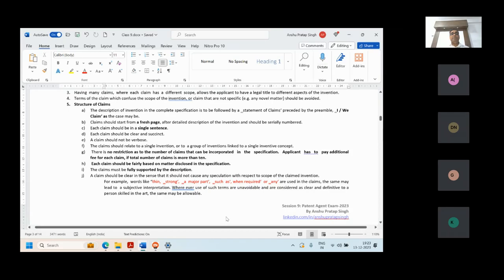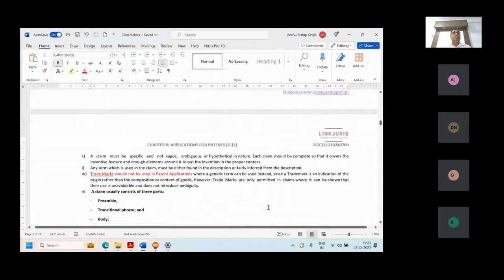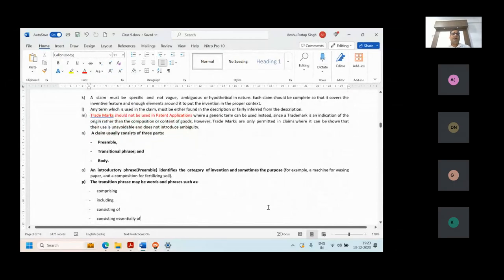Now, whenever use of a term is unavoidable, it should be considered clear and definitive to a person skilled in the art. You should not use trademarks in it. Again, the claim should be specific, not vague, ambiguous, or hypothetical in nature. Any term which is used in a claim must be found in the description or fairly inferred from the description. That's how disclosure has to be done. Please don't use trademarks in the patent application.